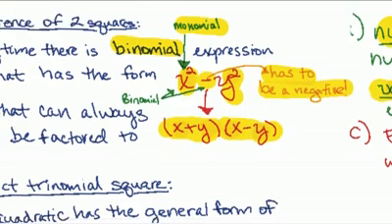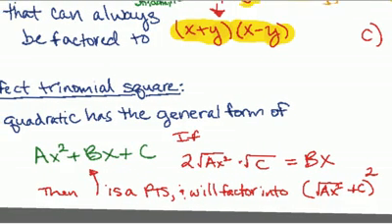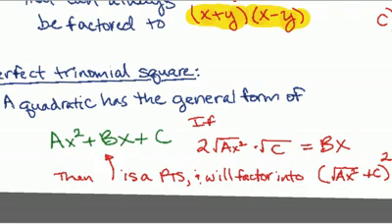Alright, then there's the perfect trinomial square. Again, these will each have their own example videos and it'll be much clearer. Right now this is just the concept. And the perfect trinomial square, PST, is going to be a quadratic, has this basic form here, right? And if you can take twice the square root of the first term times the last term and get the middle term, then it's a perfect trinomial square.